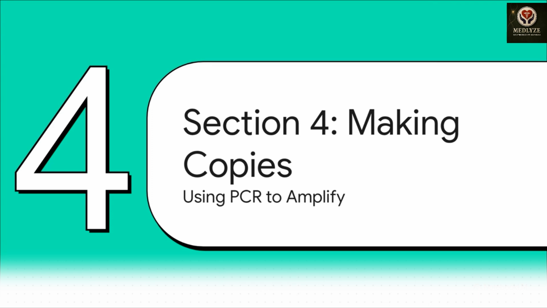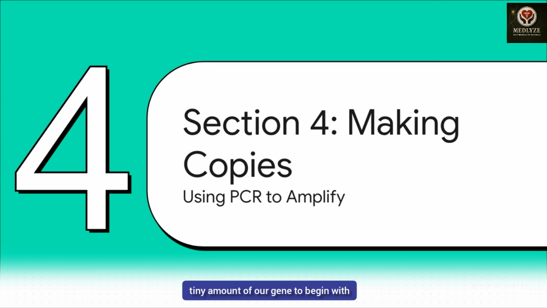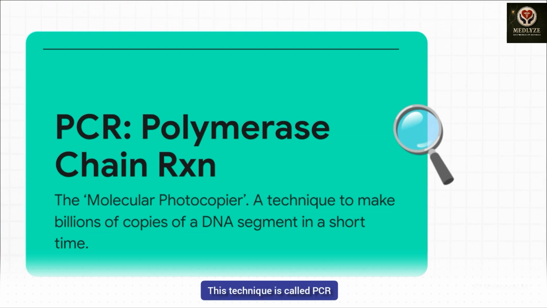But hang on. What if we only have a tiny amount of our gene to begin with? Before we make the final product, we need many copies of our gene. For this, we use a magical machine and a really powerful technique. This technique is called PCR, which stands for polymerase chain reaction. The best way to think of it is as a molecular photocopier. It's an incredible method that can take just a single copy of a DNA segment and amplify it, making billions of copies in a very short time.